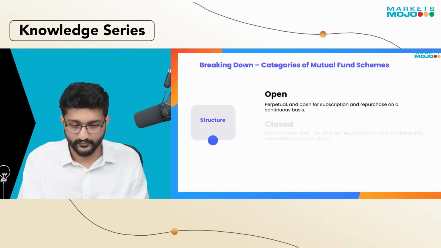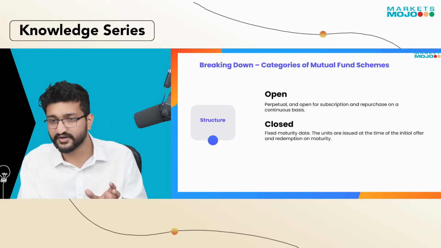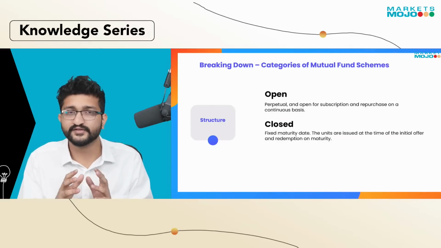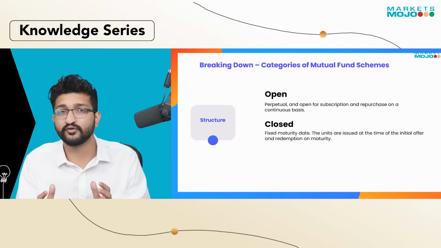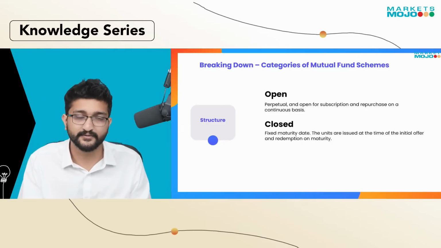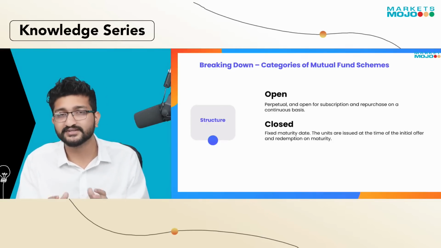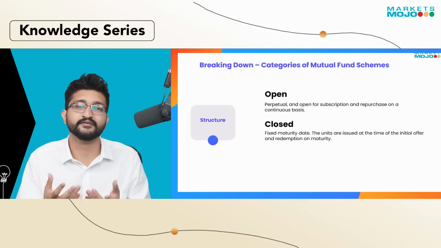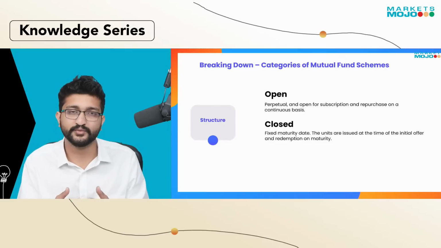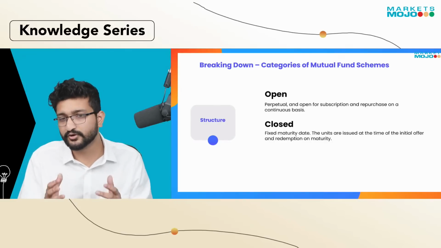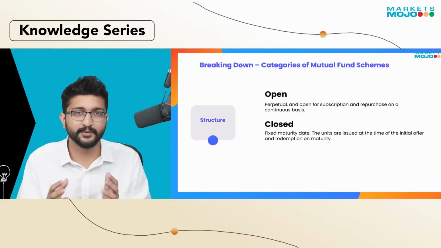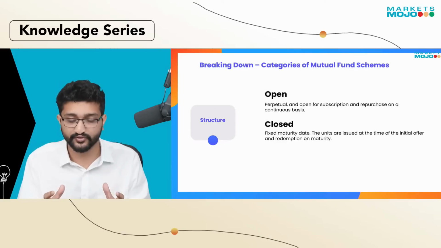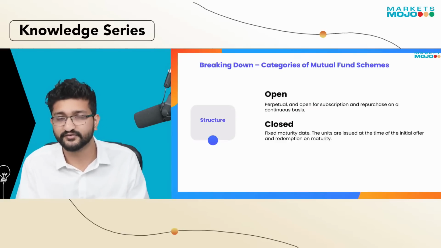mutual fund. Whereas closed-ended funds have a fixed maturity date, and you can only buy them during the time when the mutual fund has been offered in the market. That's the only time you can buy it, and you can only redeem it at the date of maturity. Now you might be asking, what's the benefit of a closed-ended fund? It has so many locks in place. What happens is that there's less money coming in and out of the mutual fund, so the fund manager has more time and energy to focus on buying different stocks.